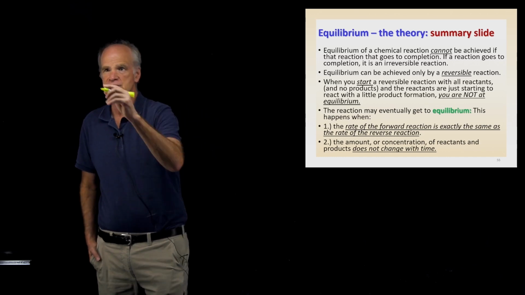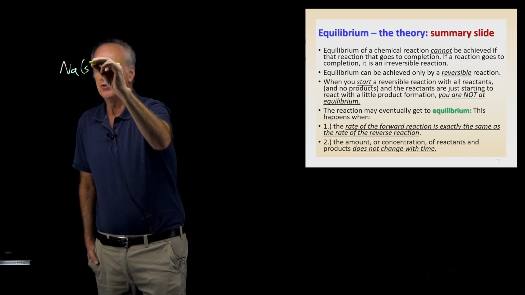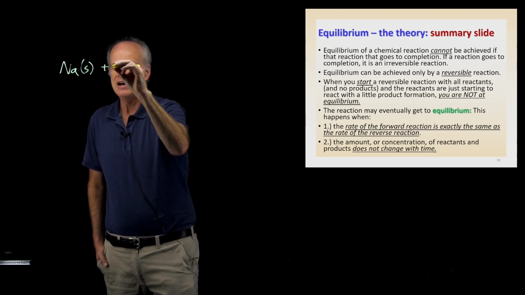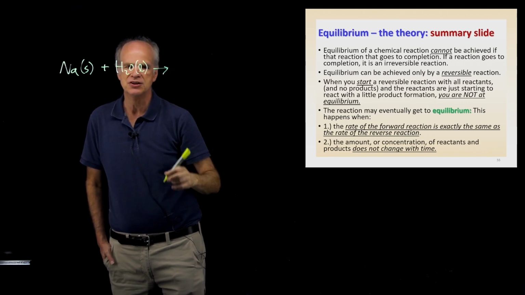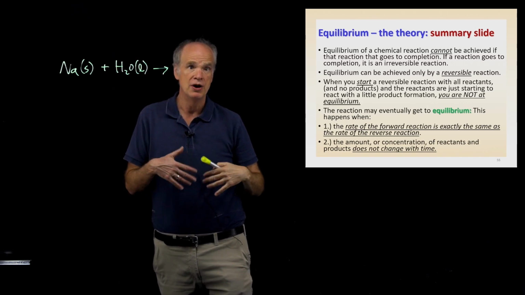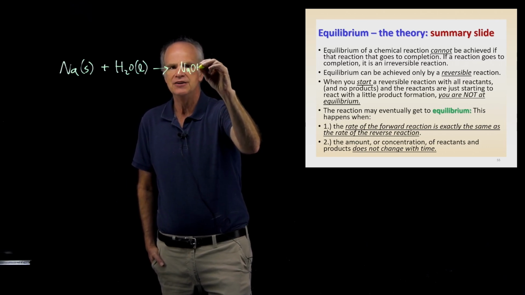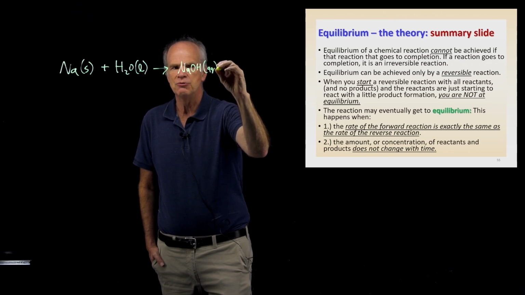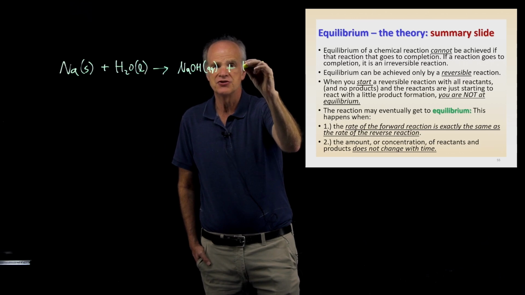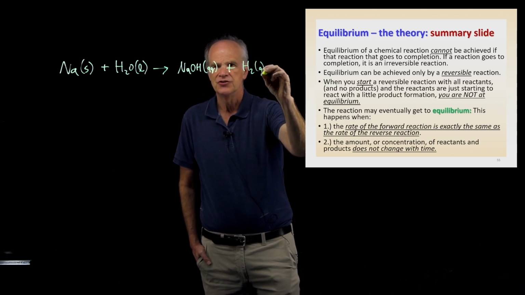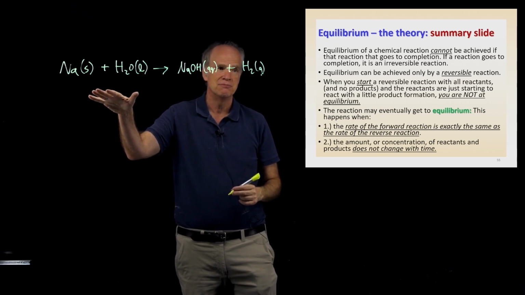So let me write this on the screen really quick. We had sodium metal, so it was sodium, in the solid form, and he added it to liquid water. Those were the reactants. Then they reacted and produced sodium hydroxide, which is a compound found as ions in aqueous solution, and it generated some hydrogen gas.